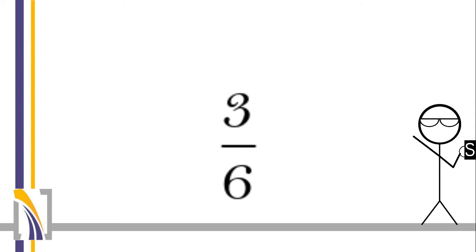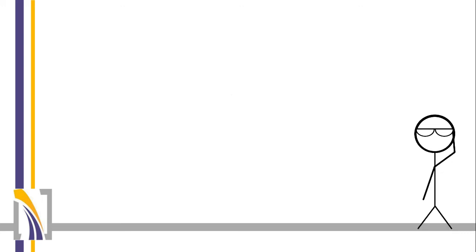In this case, because 6 is a multiple of 3, that means we can divide them all by 3. So that means we will get a half. So the number 3 out of 6, if we simplify it, we will get a half. Do you guys understand? I really hope that you do.